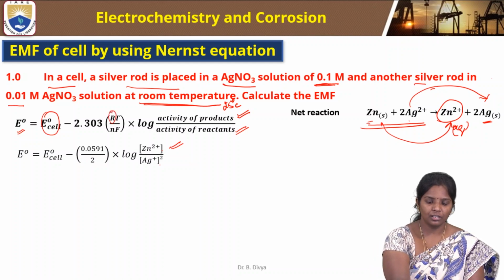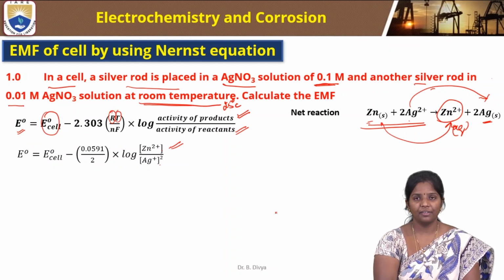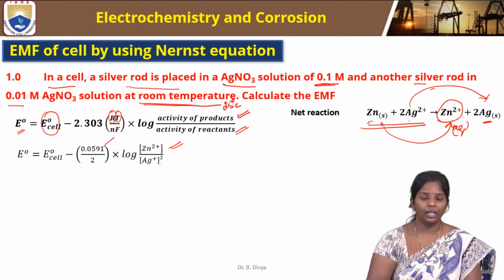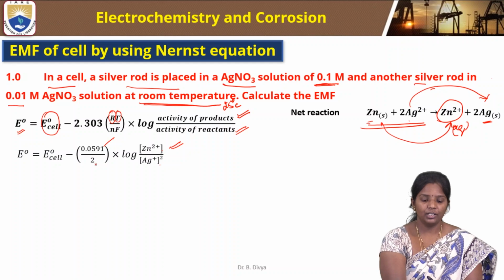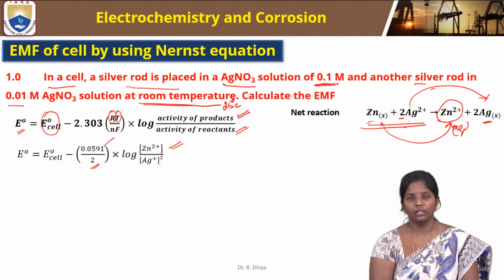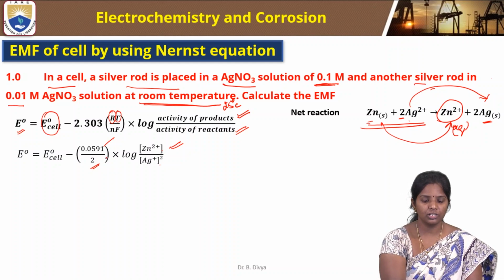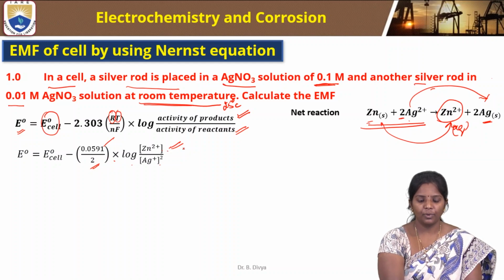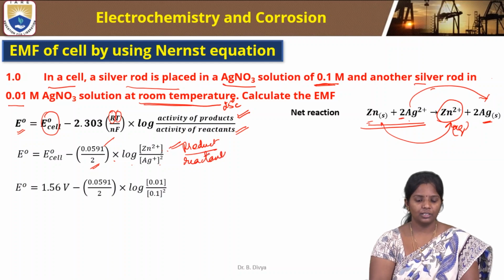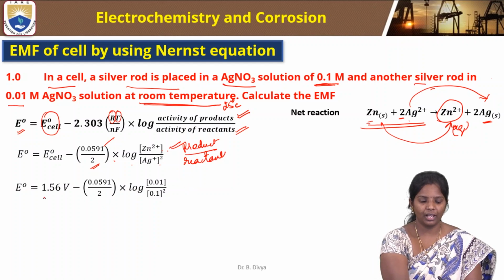So if we apply this gas constant, and the temperature is at standard temperature, like room temperature, we will be applying this formula wherein 0.0591 by 2. Why 2? Because 2 electrons are involved. There is a change in the oxidation state with 2 electrons. So into log of product concentration by reactant concentration. Like that we will be taking the values and substituting them here.